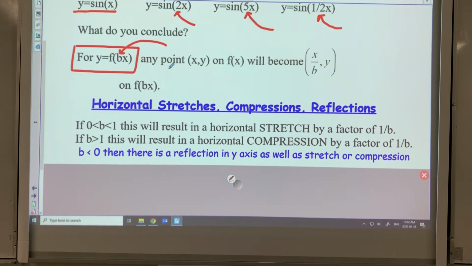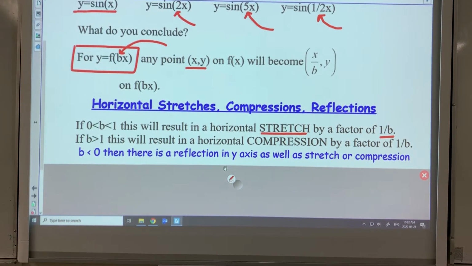What happens to an original point, x, y, is you go x divided by b. So you guys notice it had the opposite effect. If it was a 2, you're actually dividing the x values by 2. If b is between 0 and 1, it's going to result in a stretch by a factor of 1 over b. If it's greater than 1, it's going to result in a compression by a factor of 1 over b. I threw this one in, if it's less than 0, then there's going to be a reflection in the y-axis as well as a stretch or compression.